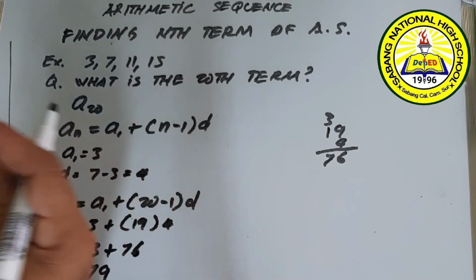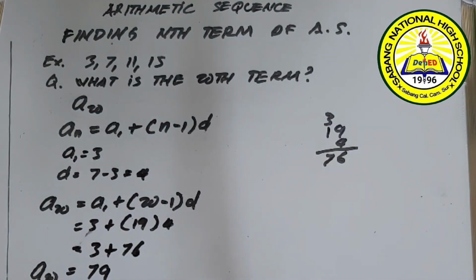That is how easy we find the number in an arithmetic sequence in any term. You don't need to write everything on your paper up to the 20th term. We just need to follow the formula of an arithmetic sequence.